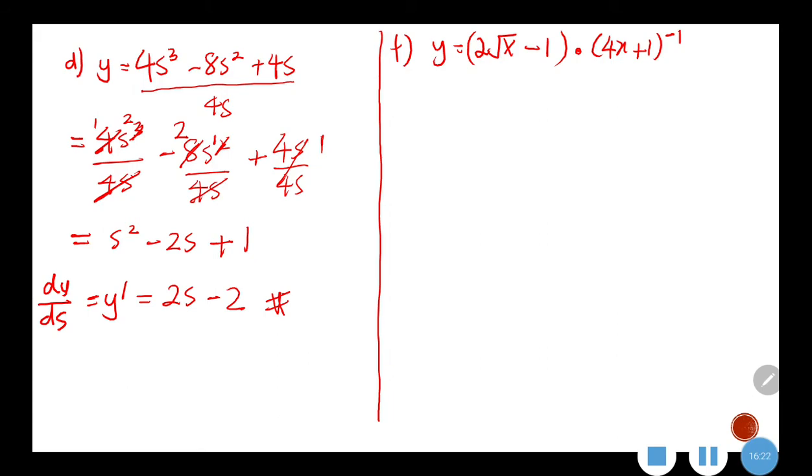Okay, if you want to try, if you like the quotient rule, then you may use it, meaning you regard this as u over v. You can also do that, okay? And you should get the same answer. Alright, so for F here, if you look at F, the function is a bit complicated. We have y equals to 2 root of x minus 1 times 4x plus 1 power of negative 1. What does that mean here? Power of negative 1 means 2 square root x minus 1, this is divided by 4x plus 1. But they put power of negative 1 to bring it up.